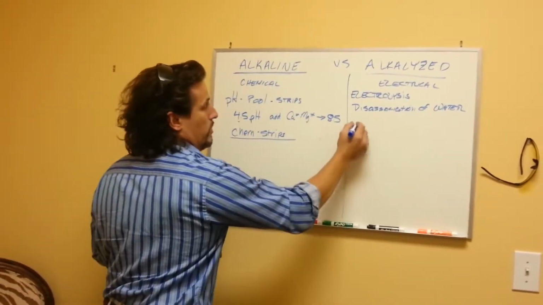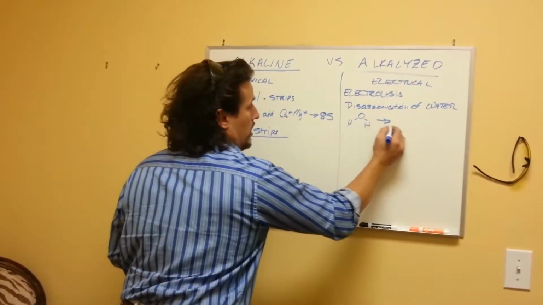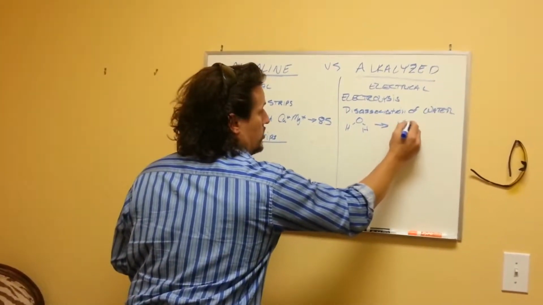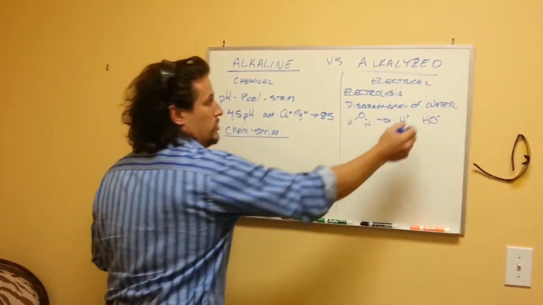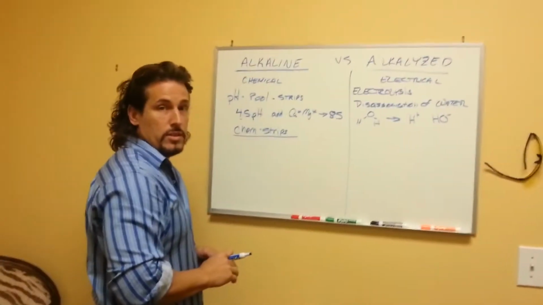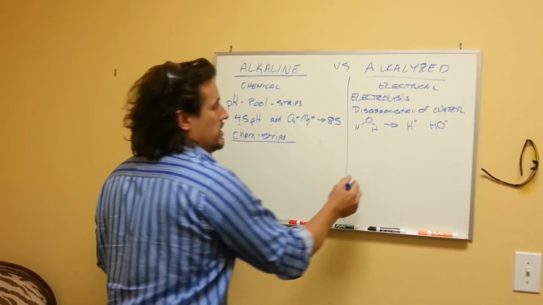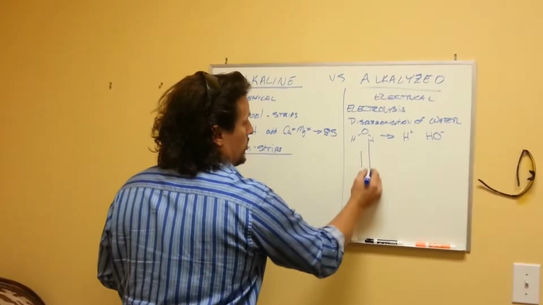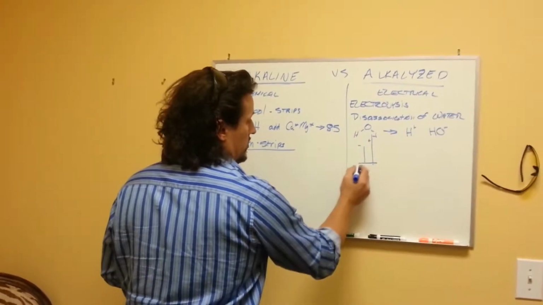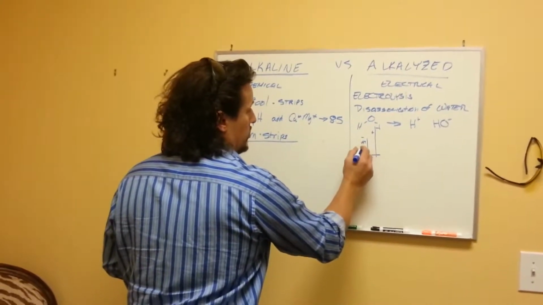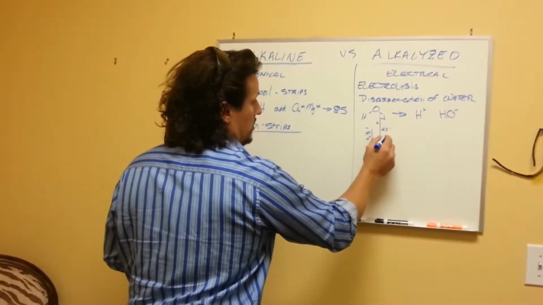Basically, it's the process by which you take water and you split it into a hydrogen ion and a hydroxyl ion. The hydroxyl gives you a free electron that you can use to be a free radical scavenger. But when this process happens, there's an array which has a negative side and a positive side. This will attract the hydrogen ions. The hydroxyls will come over here.